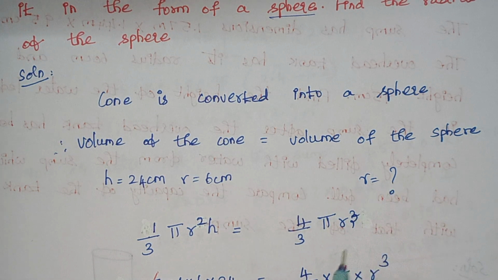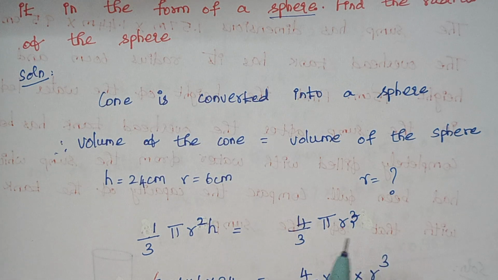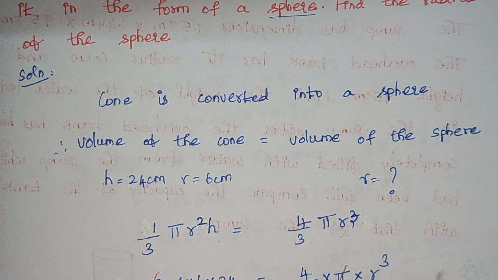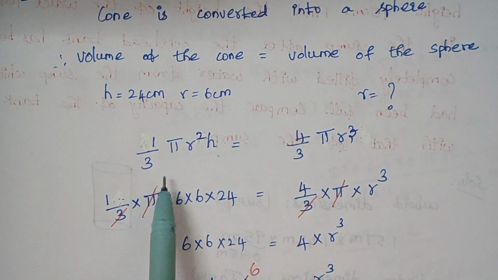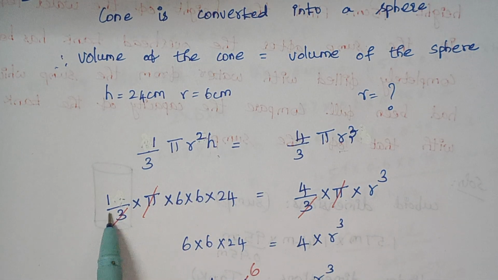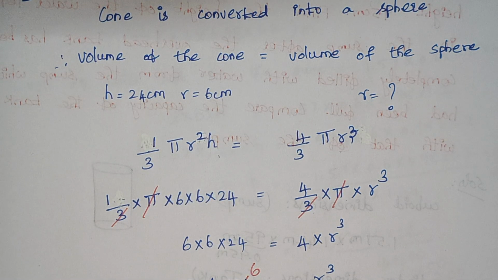Now what is the formula? Volume of the cone is given by 1 by 3 pi r square h and volume of the sphere is given by 4 by 3 pi r cube. Now here we know r and h values and we have to find the value of r. So just substitute the values. In this case pi is common in both the terms, so we can cancel out pi, and we have 3 in the denominator, so we can cancel this 3 also. The remaining things are 6 into 6 into 24 here and 4 into r cube.